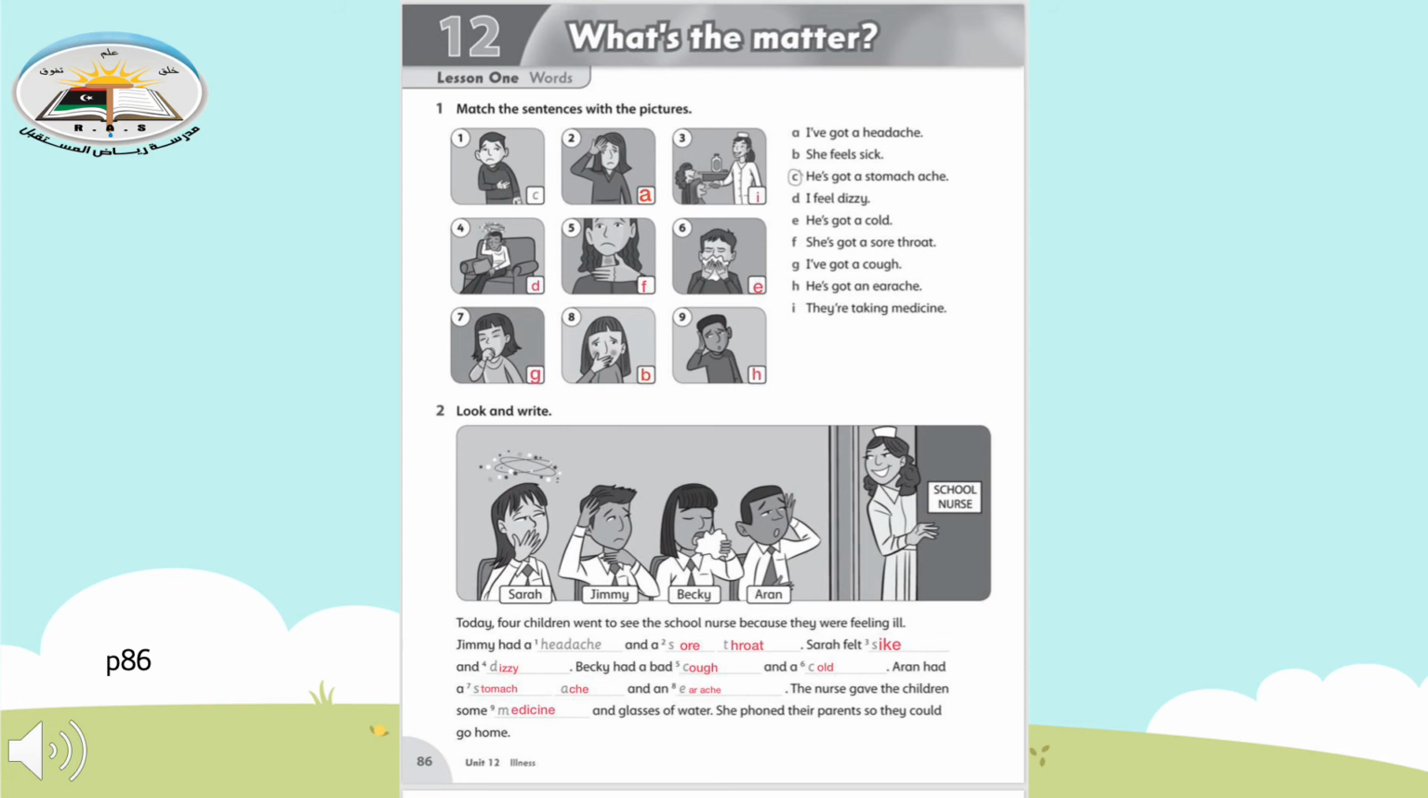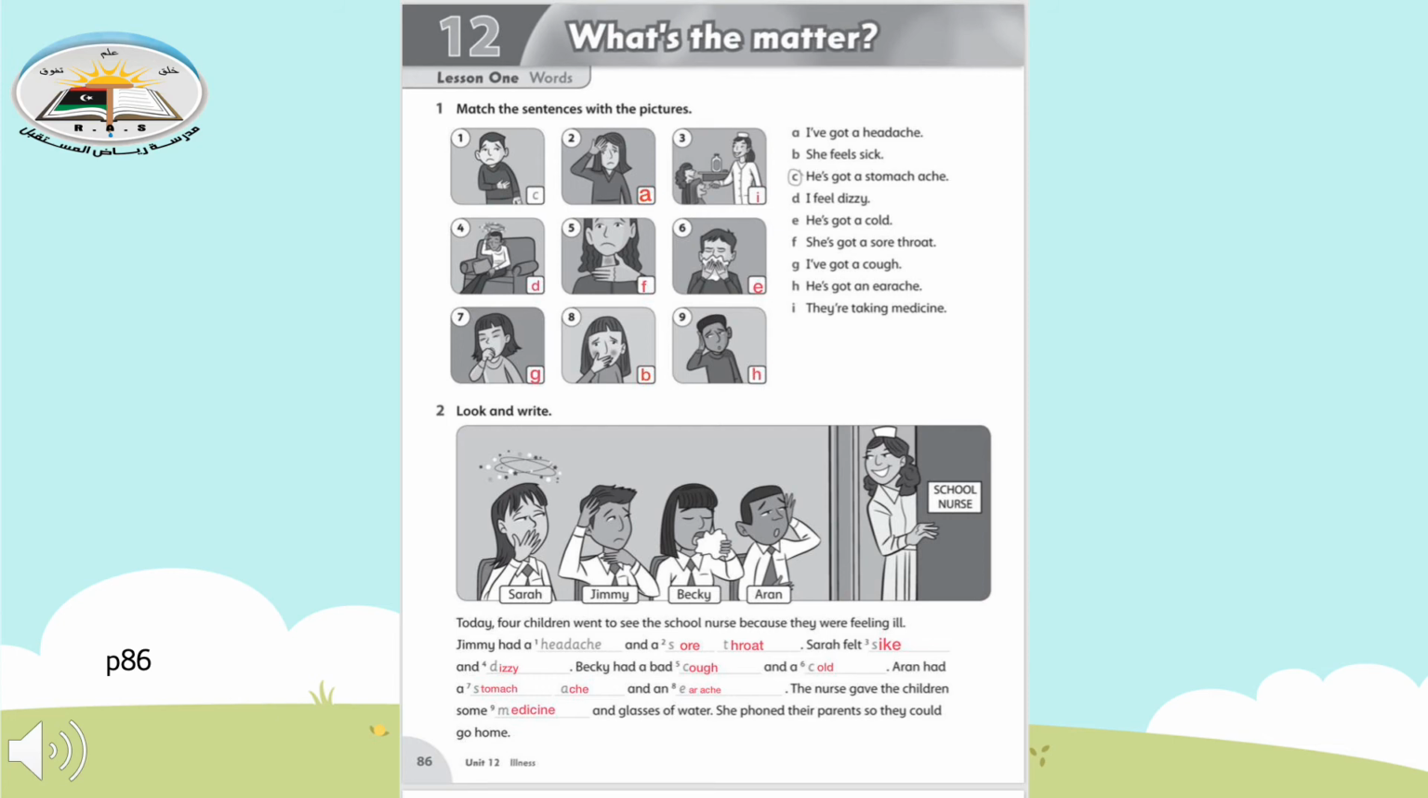Sarah felt sick and dizzy. Becky had a bad cough and a cold. Aaron had a stomach ache and an earache. The nurse gave the children some medicine and glasses of water. She phoned their parents so they could go home.